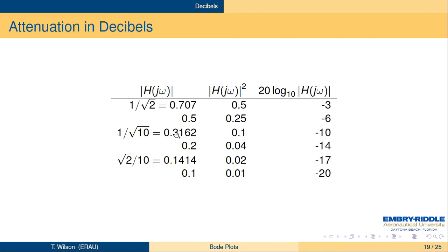Again, 1 over root 10 is a power of 1/10, and so that's minus 10 dB. A gain of 0.2, where 1/5 the amplitude is 1/25 the power, is minus 14 dB. Root 2 over 10 is 0.02 of the power coming out, just 1/50th of the power, and that's 17 dB attenuation. And if the gain is 0.1, the output amplitude is a tenth of the input, a hundredth as much power, and that's a 20 dB attenuation.